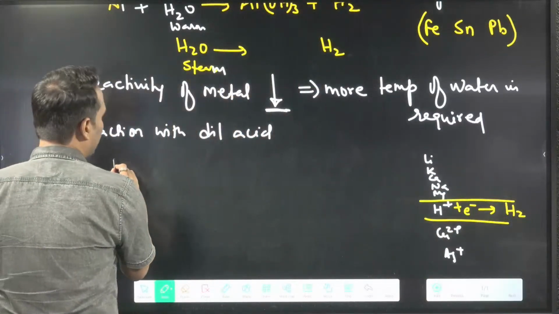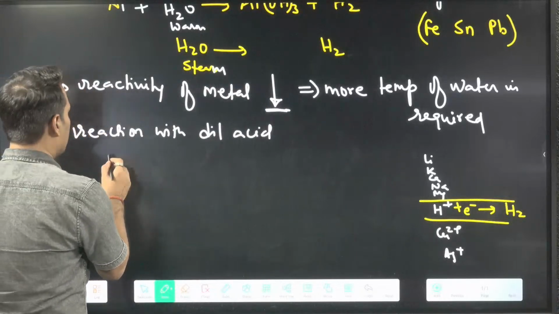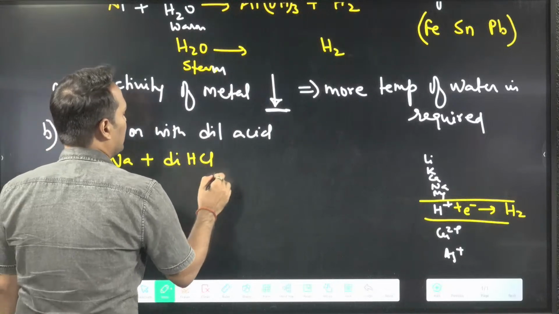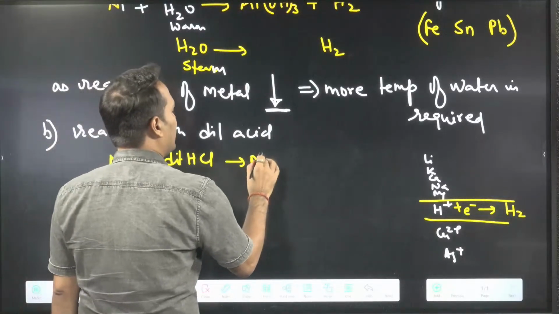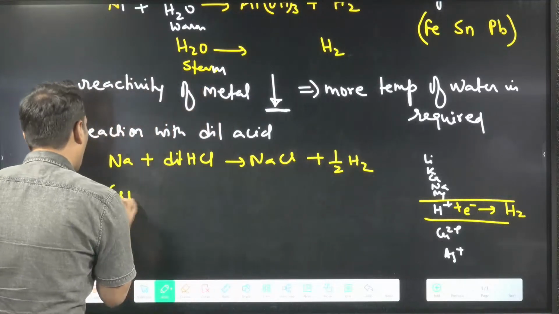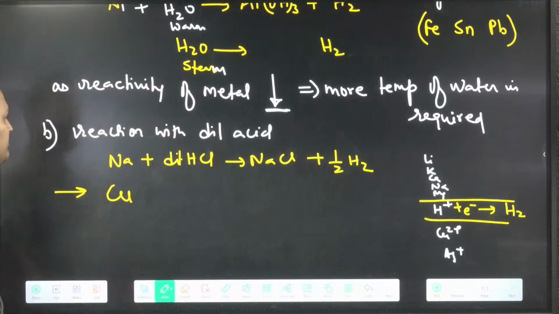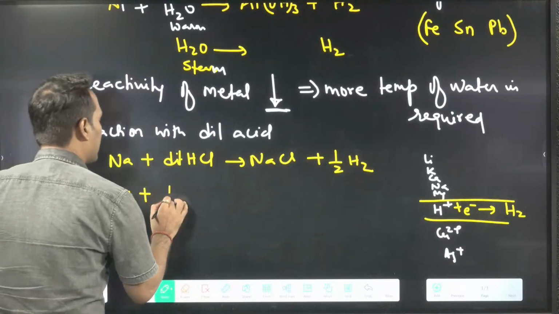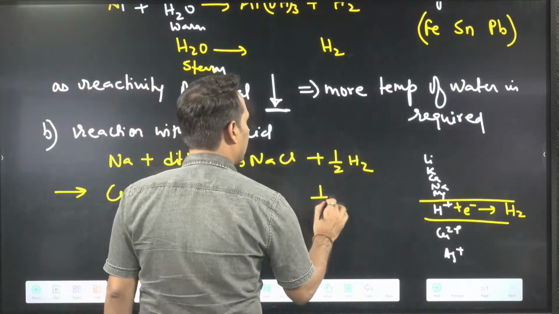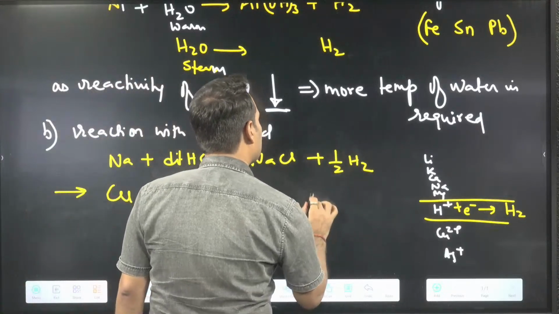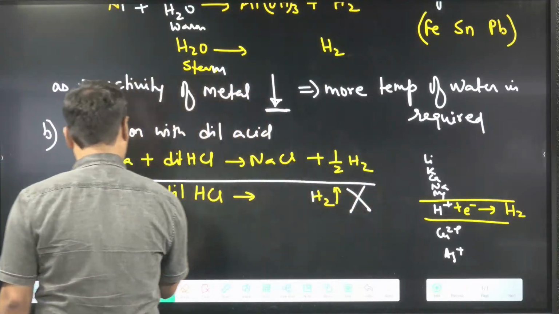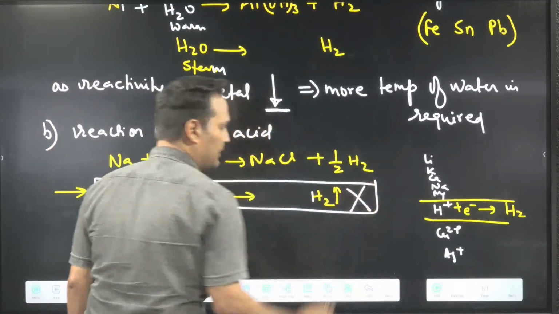So if I write here, suppose I am writing here sodium, and I will write here dilute HCl, then I can say कि I will get NaCl and hydrogen gas is liberated. But if I take copper, keep this in mind, if I take copper and dilute HCl, and if you are thinking कि I will get hydrogen gas liberated, ठीक है ना, then you are thinking wrong. This point is more important.